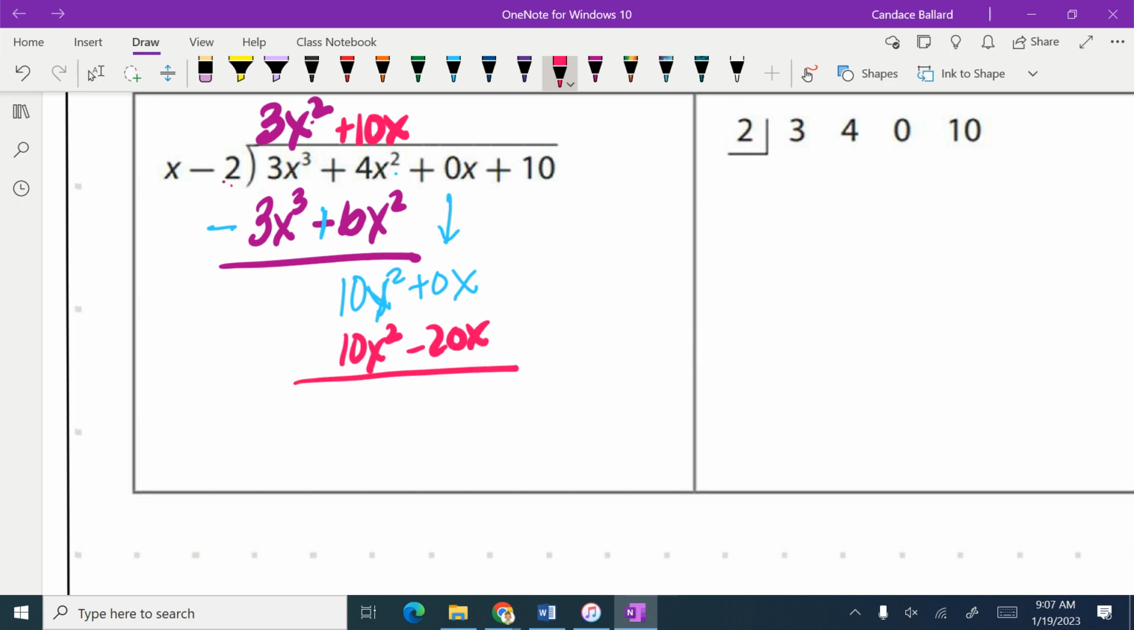Good. Making sure we're all caught up. Okay, what am I supposed to do next? Change the signs. All right, so 10x squared minus 10x squared is 0, or cancels, and 0x plus 20x. 20x, and we're going to drop the 10.